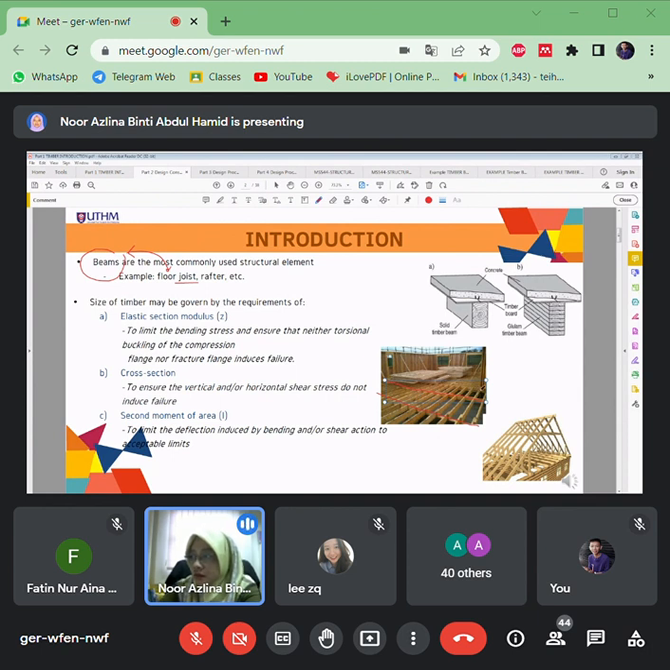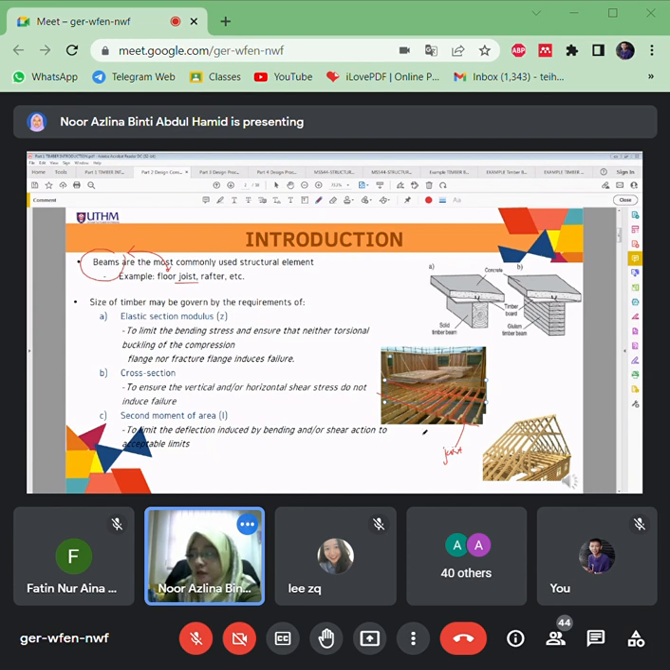Whilst the ones that have closest spacing here, we call it a joist, whereas this joist, which is on top of it, will have the slabs arranged on it. Okay, so it will support the slab. The beam and joist will support the slabs here.